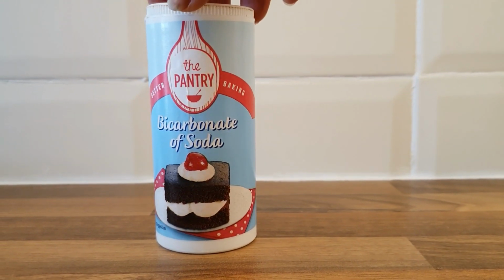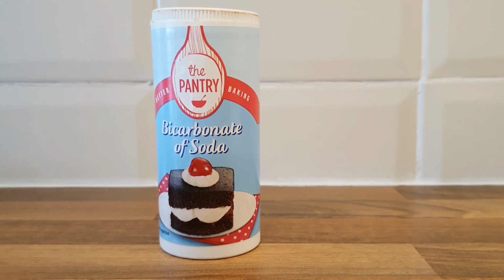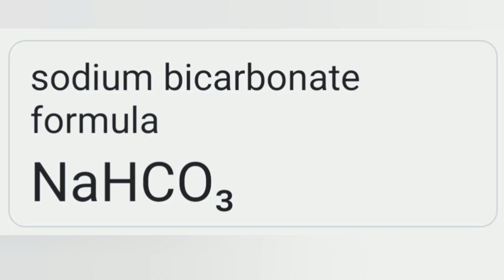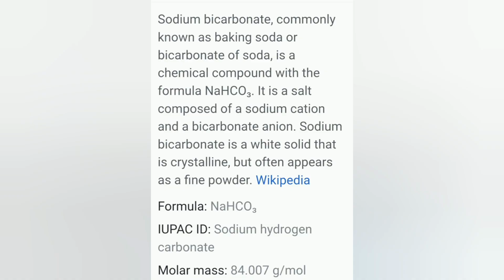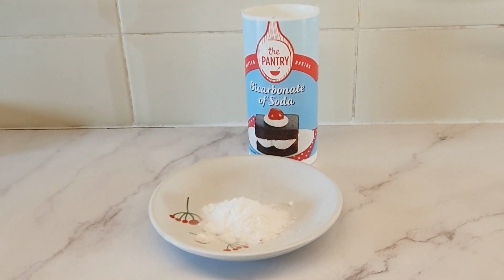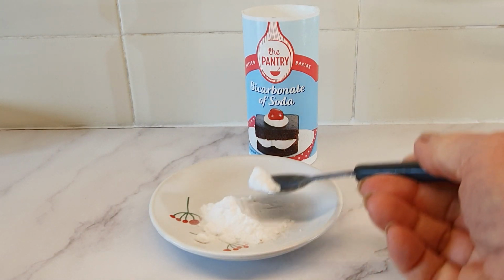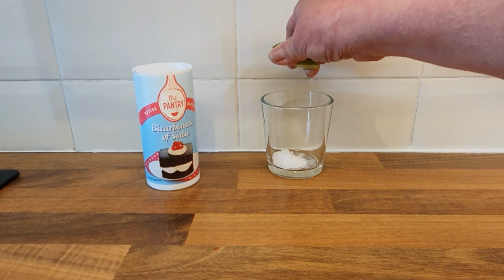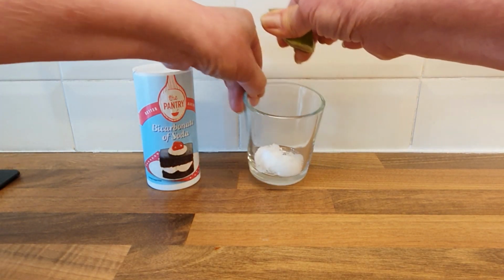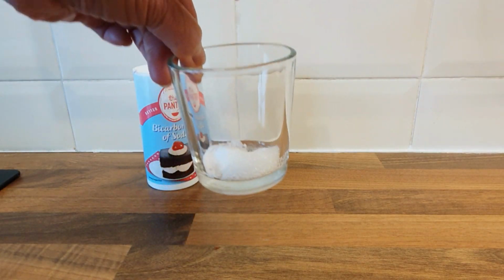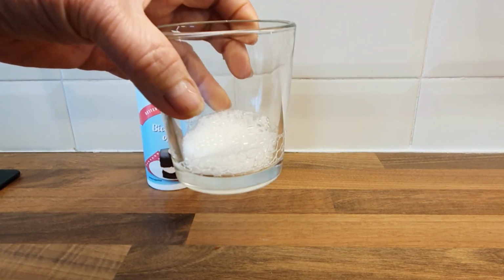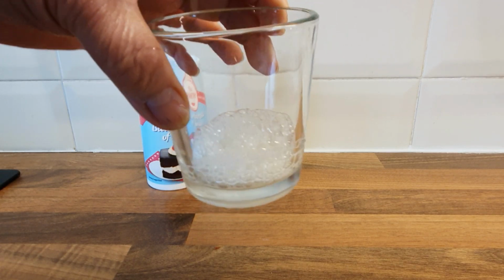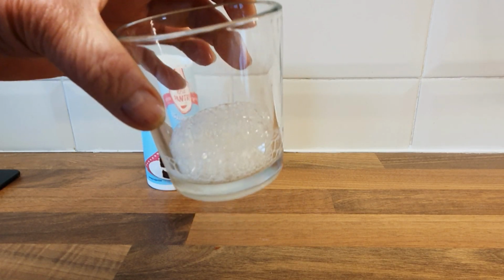Baking soda is a chemical leavener. It is also known as bicarbonate of soda or sodium bicarbonate. It has a formula of NaHCO3. Sodium bicarbonate is a white solid that is crystalline but often appears as a white powder. It is an alkaline base that is activated when it comes into contact with an acidic liquid. When this interaction occurs, the baking soda gives off carbon dioxide, also known as bubbles. These bubbles help our baked goods to rise as they bake in the oven.